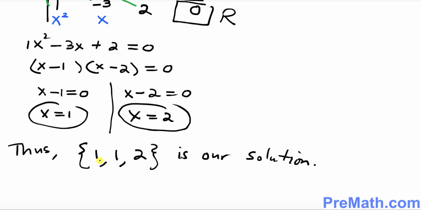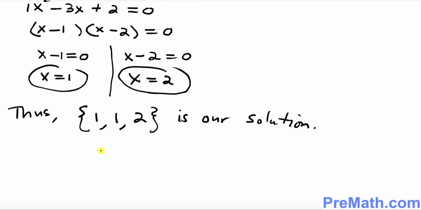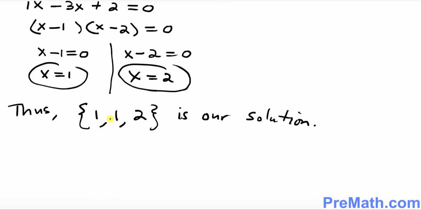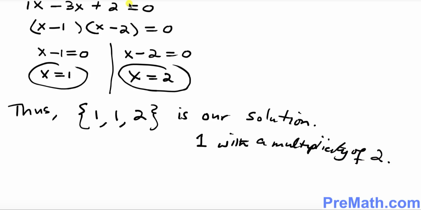And one thing I just want to remind you: the 1 is repeating twice. If 1 repeats twice, we call it 1 with a multiplicity of 2. Okay, just keep that in mind. So what we got right now, our solution is this one.